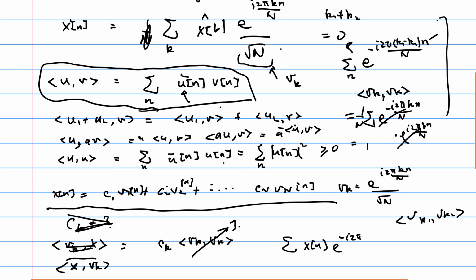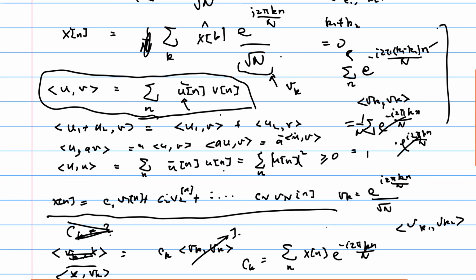I don't know where I made a mistake here, but I should have ck just equal to that, and it looks like I'm missing a complex conjugate somewhere.